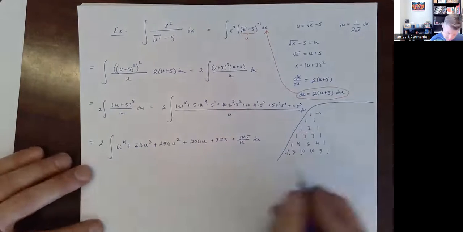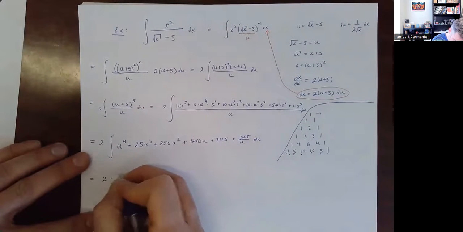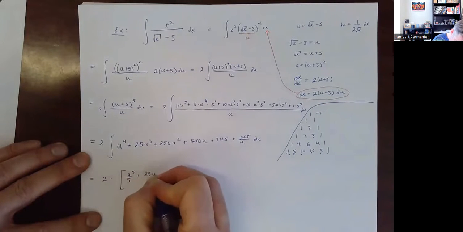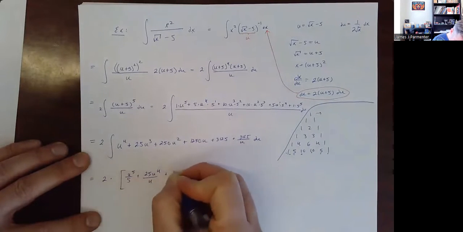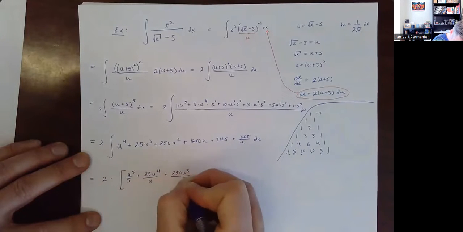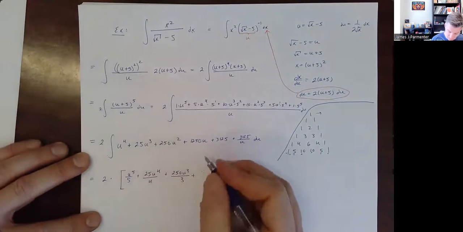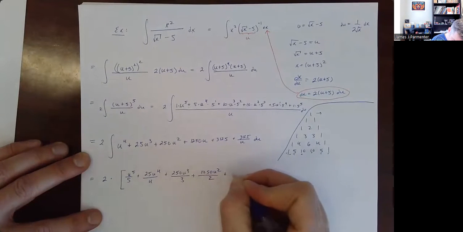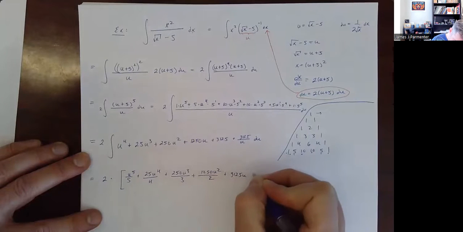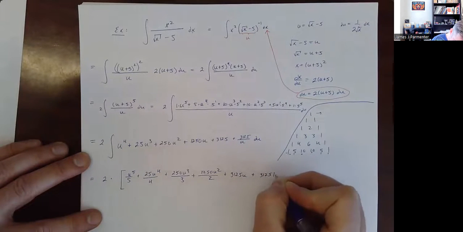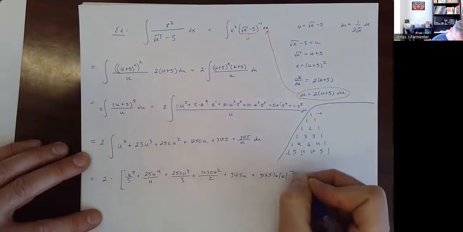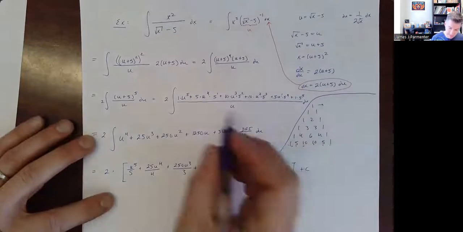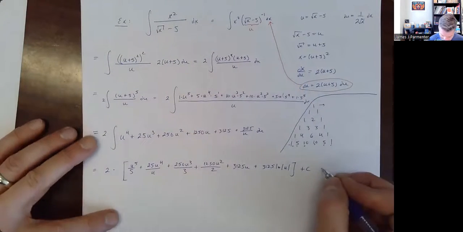And now we just use the power rule. So we're going to get 2 times u to the fifth over 5 plus 25 u to the fourth over 4 plus 250 u cubed over 3 plus 1250 u squared over 2 plus 3,125 u plus 3,125 natural log of the absolute value of u plus c. Gross. And then finally, plugging back in what u is equal to, right? Because we do have to do that last step.